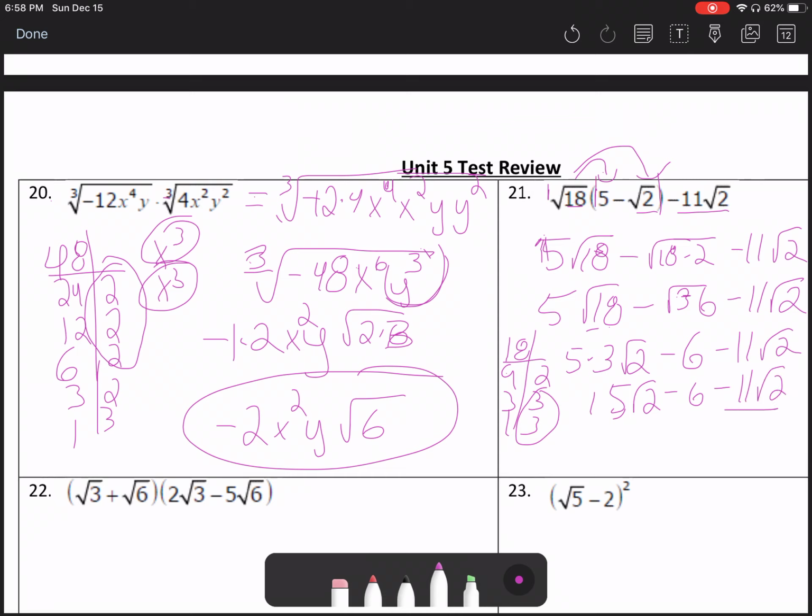What I notice is I have radical 2 here and radical 2 here, so I have the same radical, so I can combine them. So I end up with 4 radical 2 minus 6, and that's my final answer. Okay.